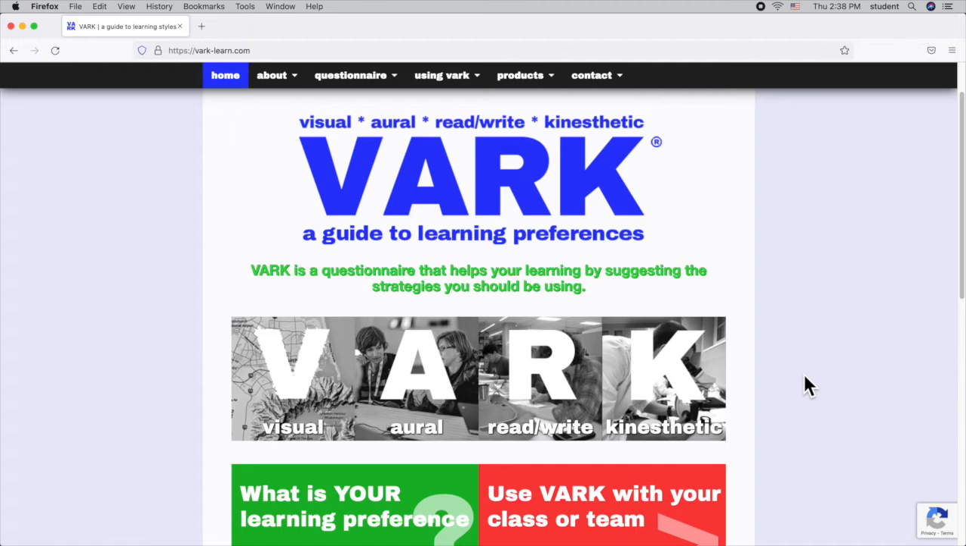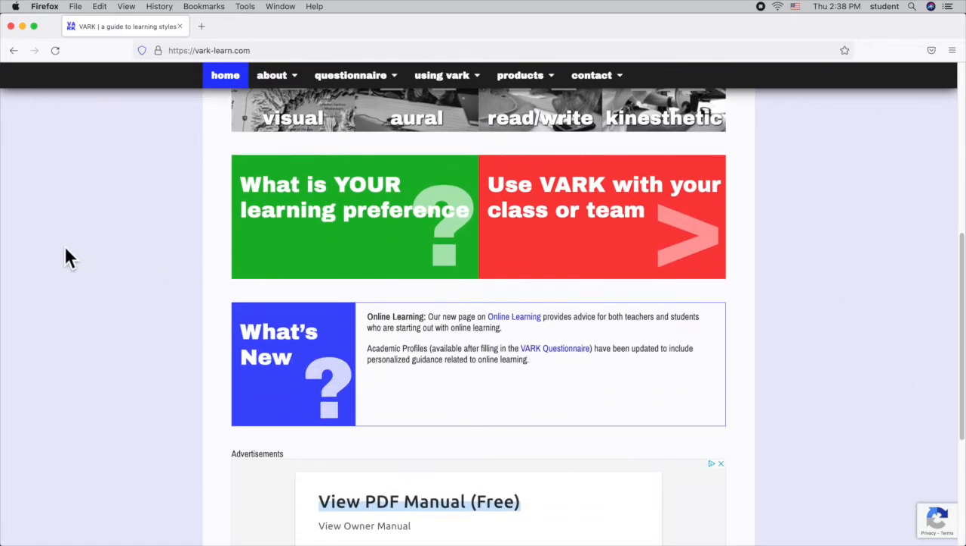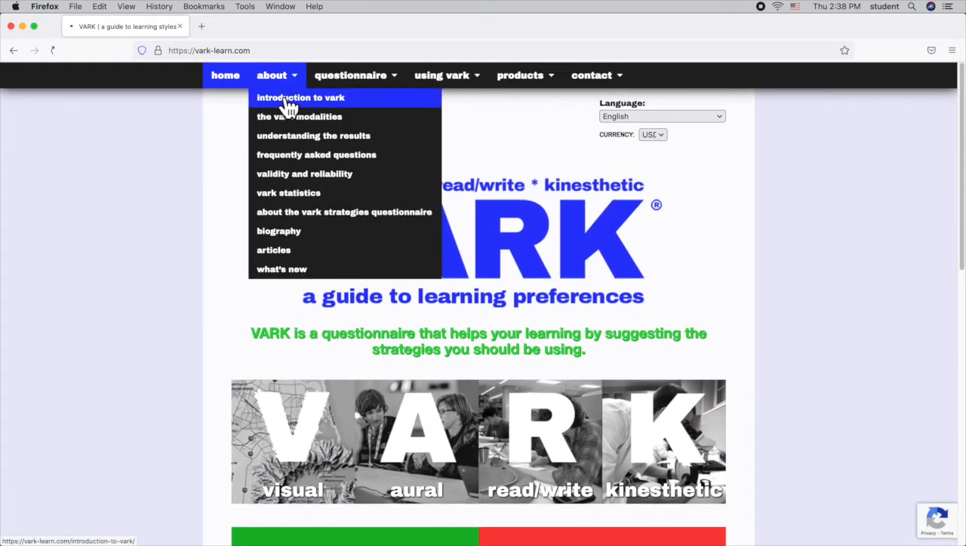It's not definitely a learning preference, so there's a different objective for that, but VARK is quick and easy to remember. Visual, audio, read-write, and kinesthetic. So let's look at Introduction to VARK.